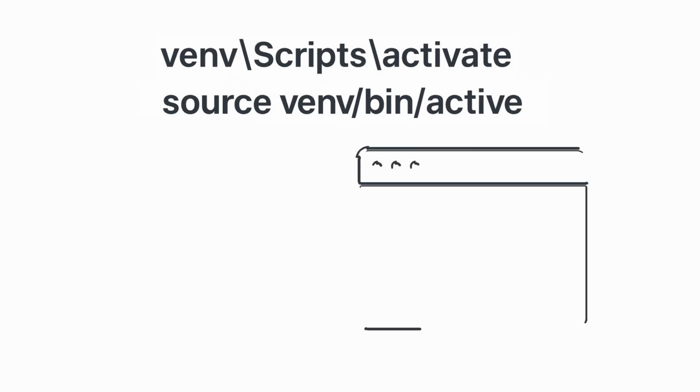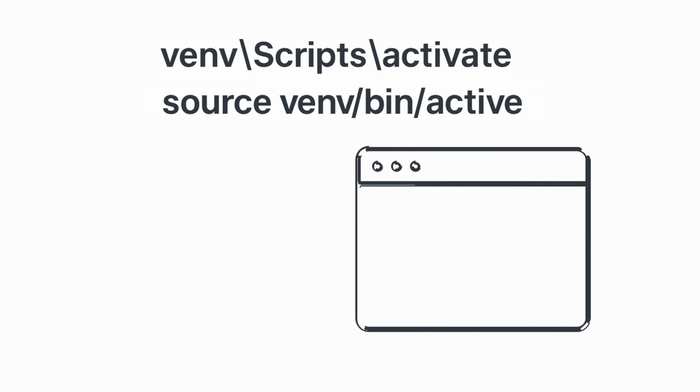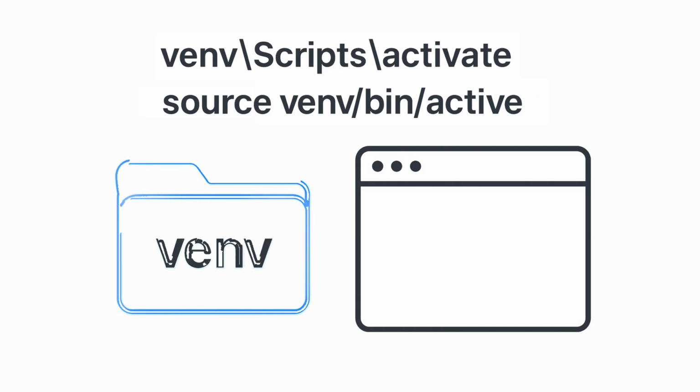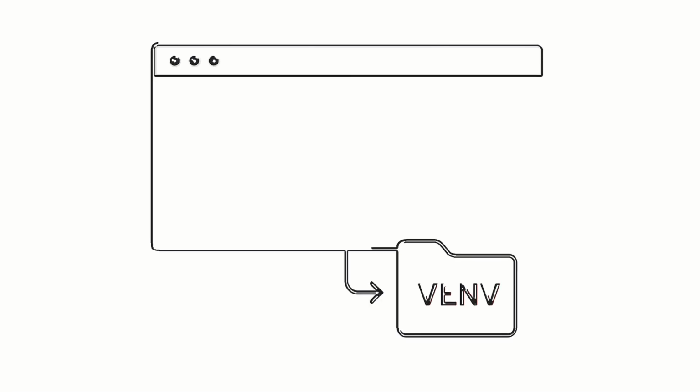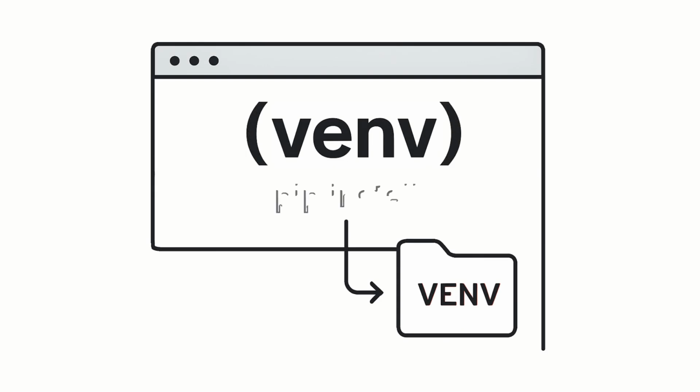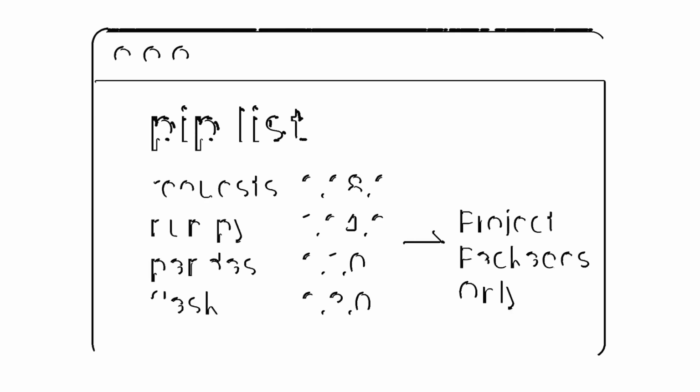Next, activate it. On Windows, run venv/Scripts/activate. On macOS or Linux, run source venv/bin/activate. When it's active, your terminal prompt usually shows the environment name in brackets. Now, anytime you run pip install, the packages are installed only into this environment.